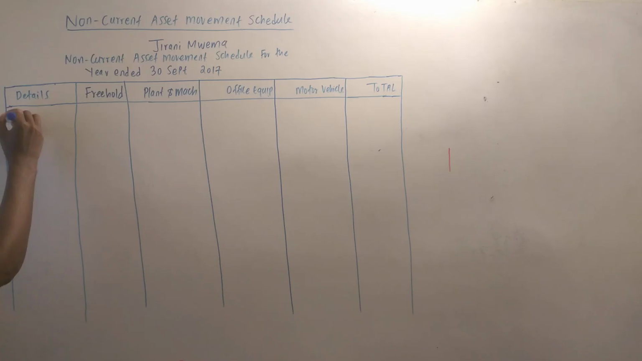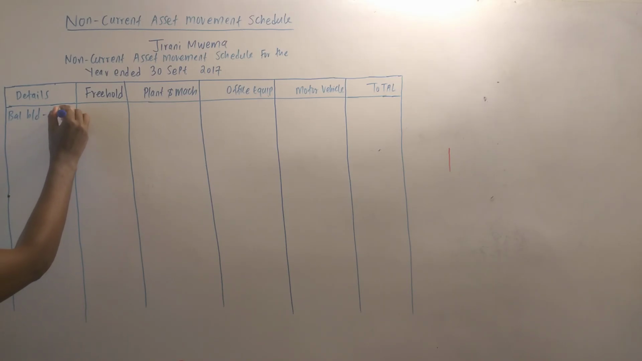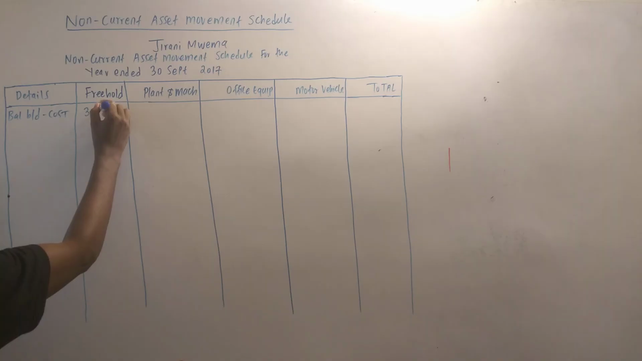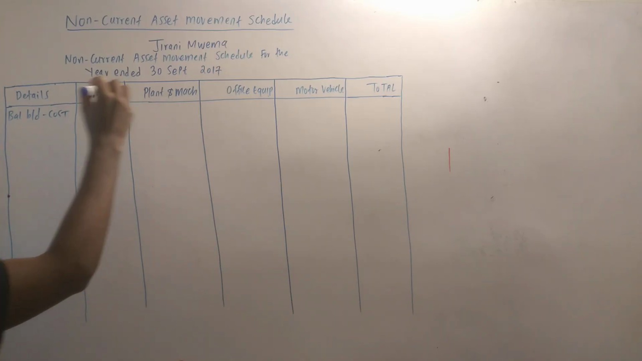So start with the balance down, which is always at cost. Let's start with the freehold property. Now freehold property, the balance at cost at the beginning of 2016. Remember, we are doing for 2016 to 2017. How much is it? 35,000. So this one is in thousands.